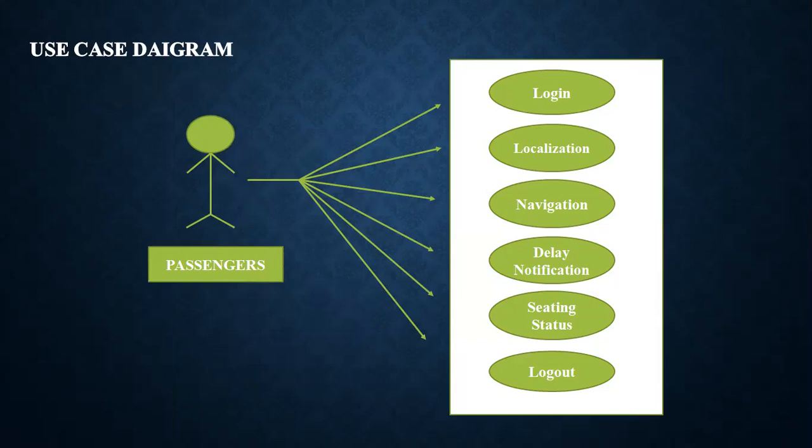In this use case diagram, the passenger can log into the application where the passenger can view localization, which is where the bus is located. Navigation shows where the bus is located and where the passenger is located. Delay notification is sent in case of any accident, so that the driver can inform the people. And seating status updates can be viewed by the passenger.